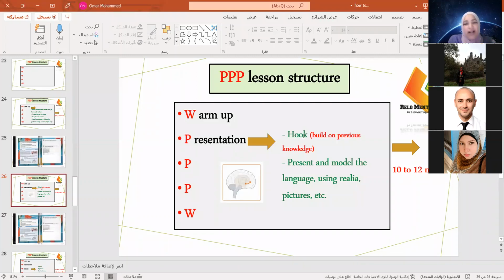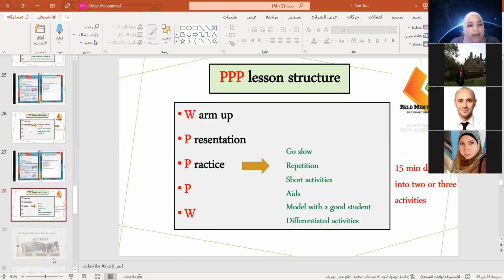The teacher will stand in front for about 10 to 12 minutes max, so don't stay too long in front of the kids, so that they won't get bored. So 10 to 12 minutes is your presentation. So the presentation is going to take 10 to 12 minutes.